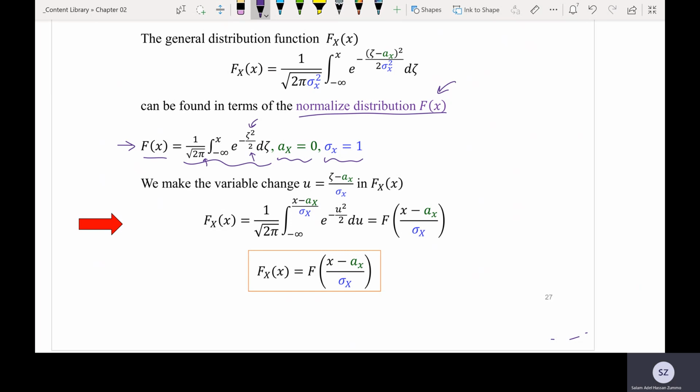Now, if I want a specific variable with a specific average and standard deviation, then I make a change of variable: u equals zeta minus a divided by sigma. If I do this change of variable, I get f_X(x) in this integral form. And now, if you compare this integral form with this one, how are they related? F_X(x) equals this, with the change of variable (x minus a_X) divided by sigma.